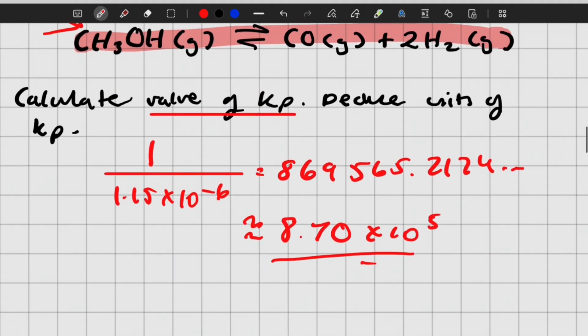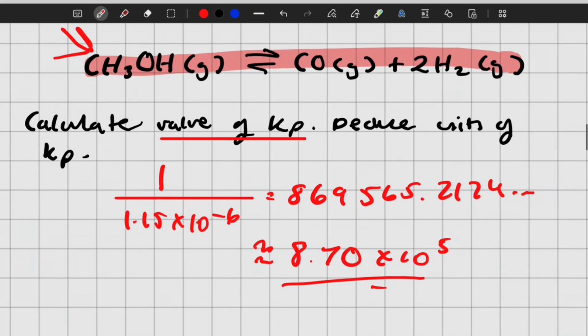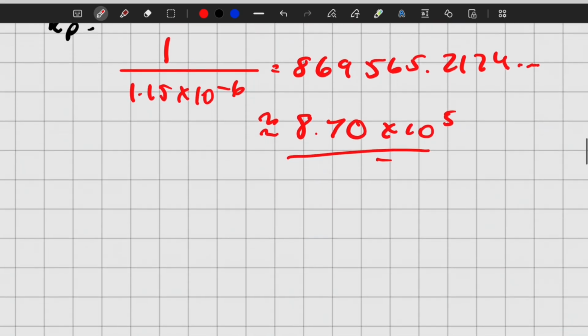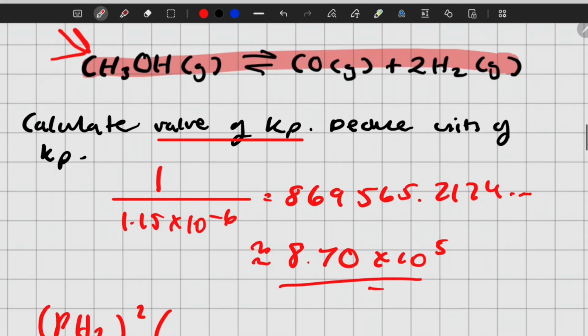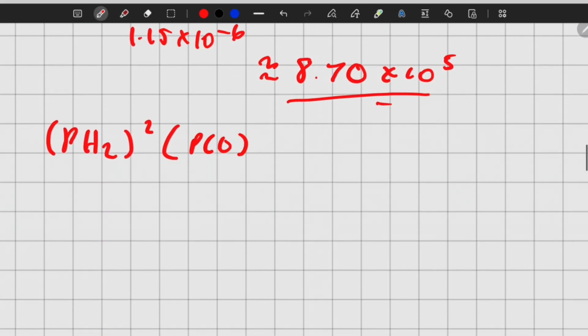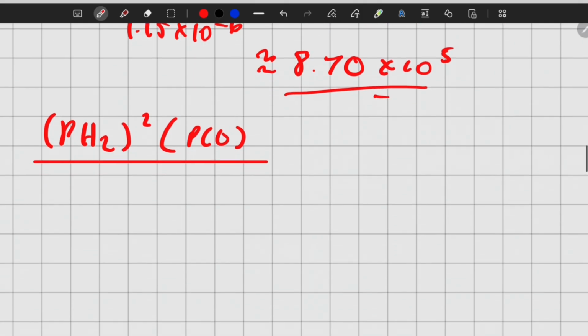And to deduce the units for Kp, let's write our expression for this equation. The partial pressure of hydrogen, and then the partial pressure of carbon monoxide, over the partial pressure of methanol.